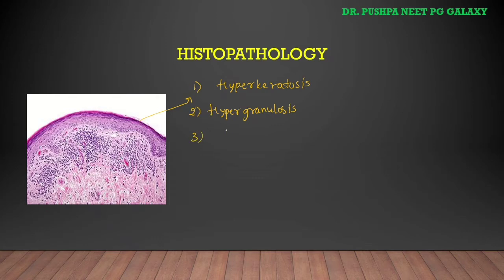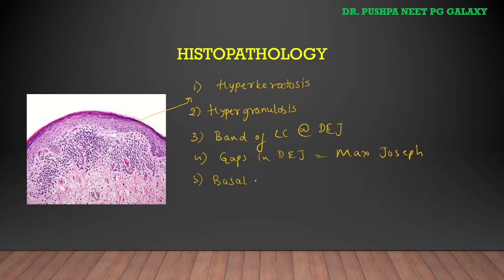Third one is there is a band of lymphocytes at the DEJ, that is the dermoepidermal junction. And there are gaps in the DEJ. This is called Max Joseph space. And there is basal cell degeneration. This is the most diagnostic clue of lichen planus.